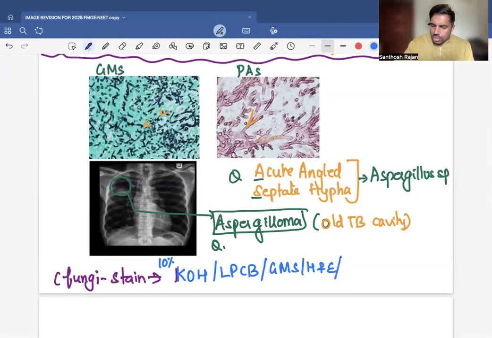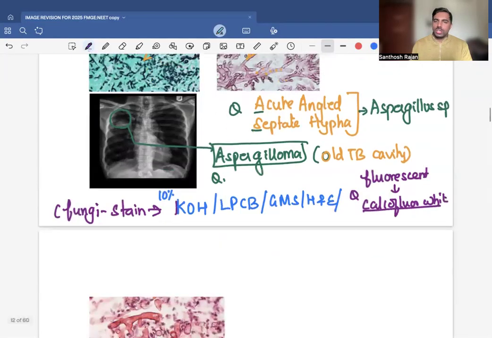One important thing, remember the fluorescent stain, which is frequently asked. I think I have a picture, I'll show you. Fluorescent, calcofluor white. Calcofluor white. This can be used. That's all. So these are the important things here.